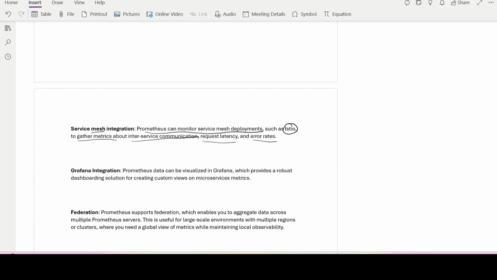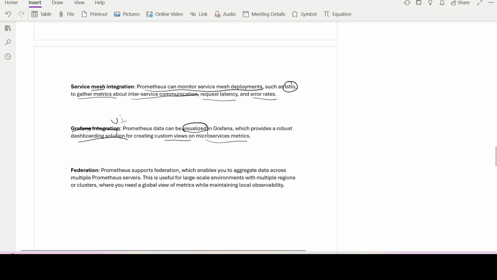It is integratable with Grafana. Grafana is a UI that does visualizations, so instead of just tables and data, it can show charts, which provides a robust dashboarding solution for creating custom views of microservices metrics. So Grafana is a graphical UI that provides charts and dashboarding features on the data that we collect from Prometheus. So it is easy to integrate with Grafana.